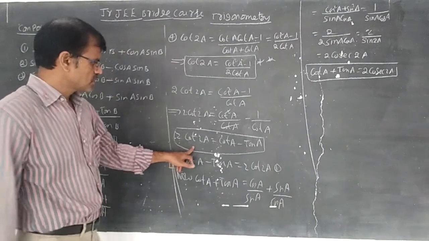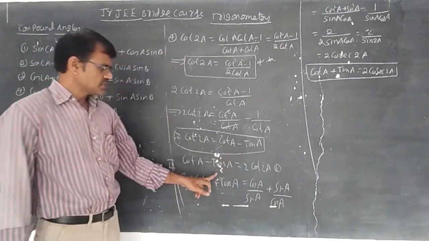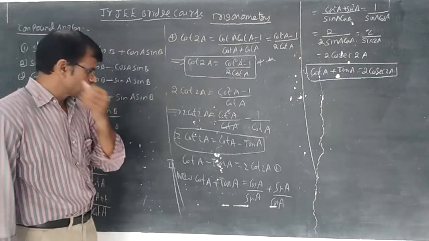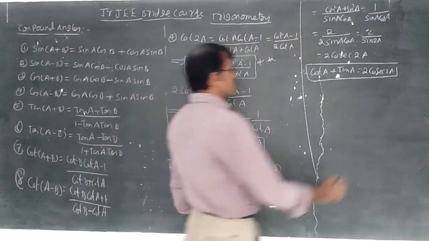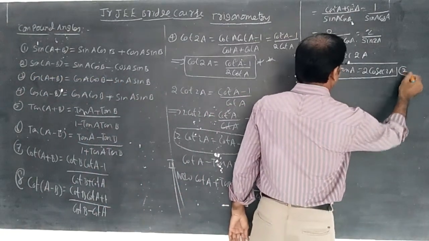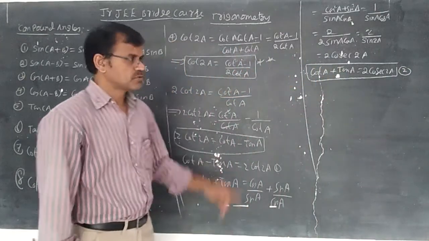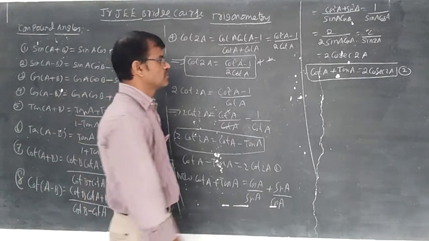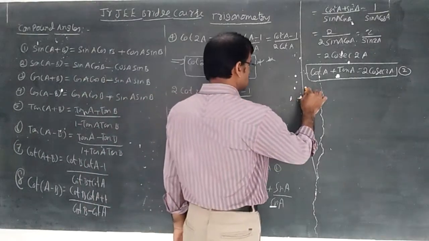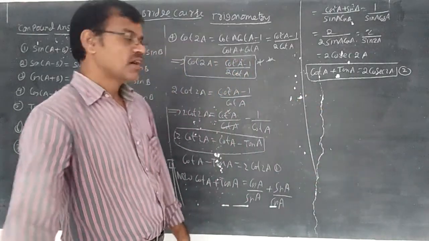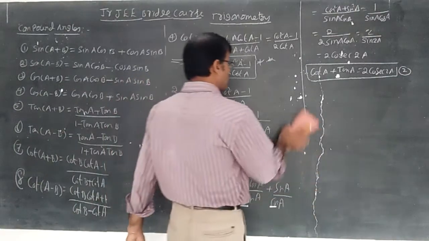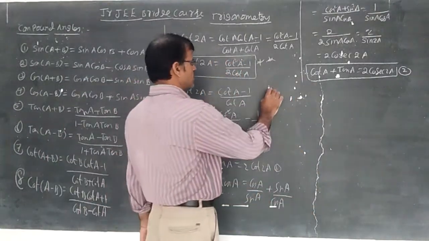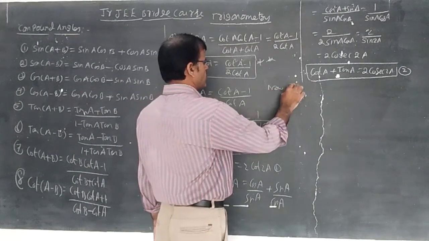Here we got cot a minus tan a is equal to 2 cot 2a, and cot a plus tan a is equal to 2 cosec 2a. That is the second formula, and this is the first formula. Now we can take the first formula and the second formula, add them and then subtract them to get the sub formulas.